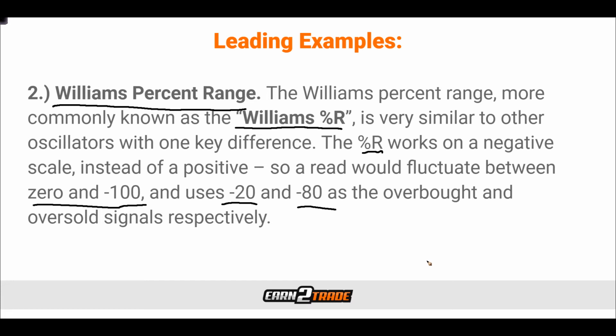This means, in short, that if we were to witness it oscillate down towards the negative 80 mark, we would be anticipating the market to begin rising at some point, as it would be considered by the indicator to be an oversold scenario. And conversely to that, if the indicator oscillated up towards negative 20, then we would be expecting some type of a decline in the market, as the indicator is giving us a read of an overbought scenario.